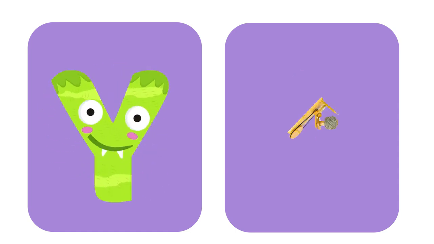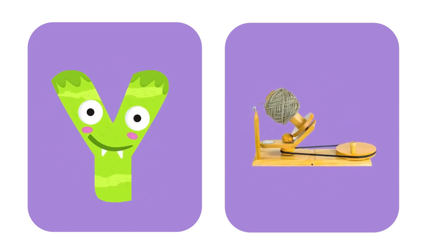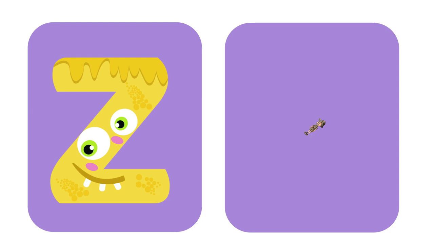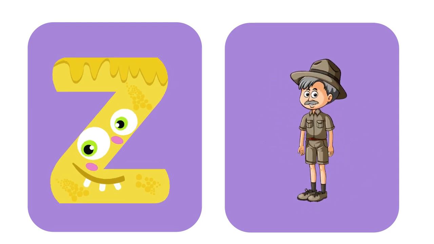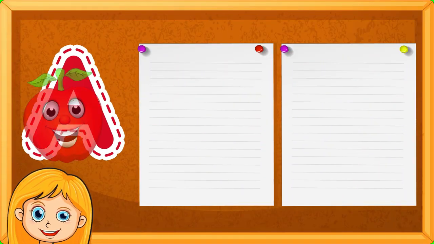Y is for yarn winder. Z is for zookeeper.